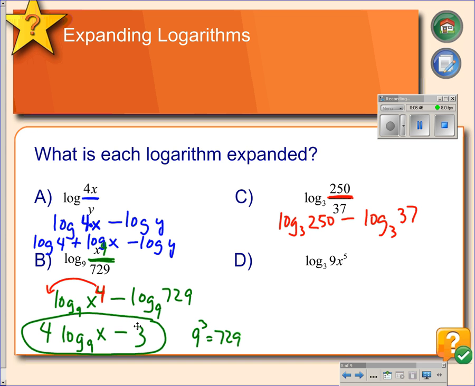Okay, last example. This is a multiplication here. We have 9 times x to the 5th, so we can expand a multiplication by making 2 logs and adding them together. So log base 3 of 9 plus log base 3 of x to the 5th. Log base 3 of 9 is 2, and the 5 that's an exponent here can be brought to the front and turned into a coefficient. So then we have 5 log base 3 of x.